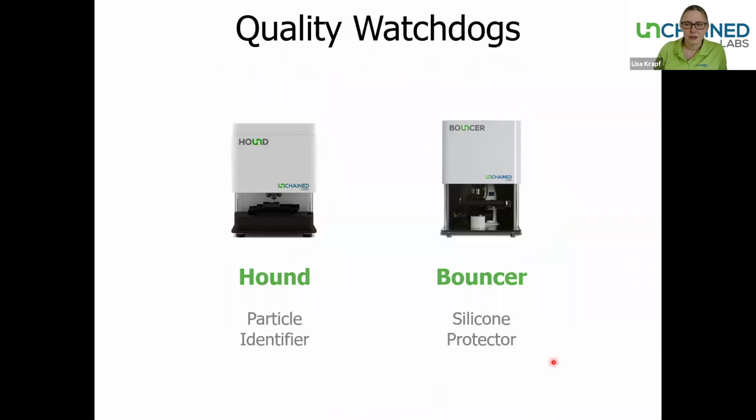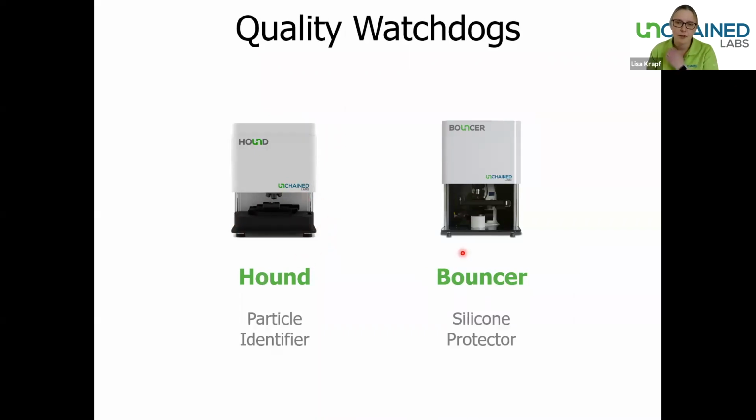Here you can see our quality watchdogs, Hound and Bouncer. We've recently done a few webinars about Hound, which you can see here on the left. That's our particle identifier that combines microscopy with Raman and LIBS to quantify and identify particles in your samples. You can check out YouTube or our website if you're interested in seeing those.